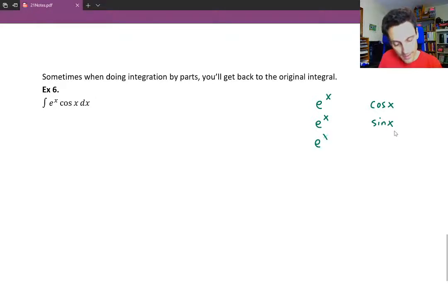The derivative of e to the x is e to the x. The integral of sine x is negative cosine x. And something interesting will happen here. If we try to figure out what our new integral would look like after we do this integration by parts, well, the bottom row tells us what's going to be in our new integral. It'll be an e to the x cosine x. And that's interesting because that's exactly what we started with. We started with an integral of e to the x cosine x.